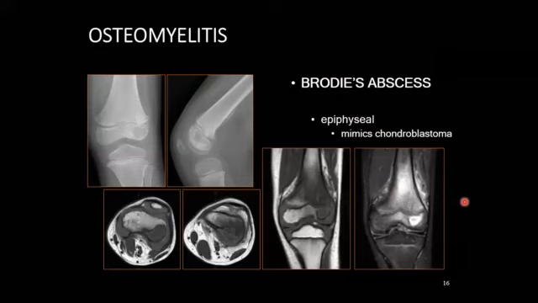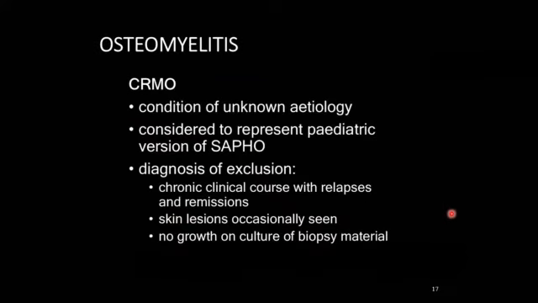Regarding Brodie's abscess, it can sometimes be epiphyseal, and this is where it can simulate chondroblastoma. Like here, for example, you can see it's epiphyseal in nature, also surrounded by edema, and you can appreciate some surrounding sclerosis. This can be mistaken for chondroblastoma, but the clinical history and the lab findings can be of help in this regard.